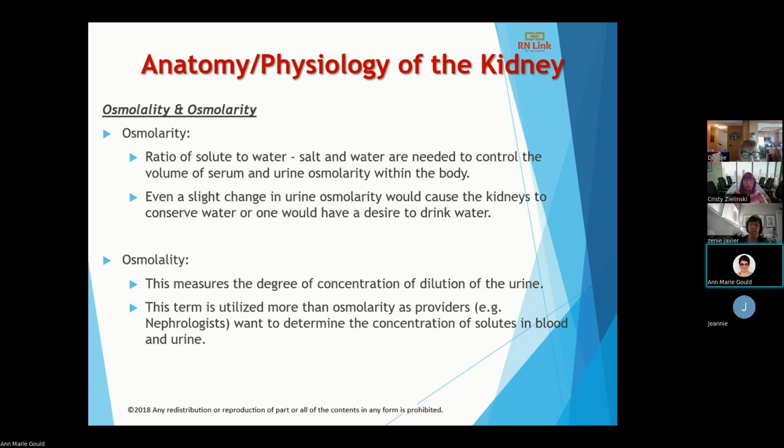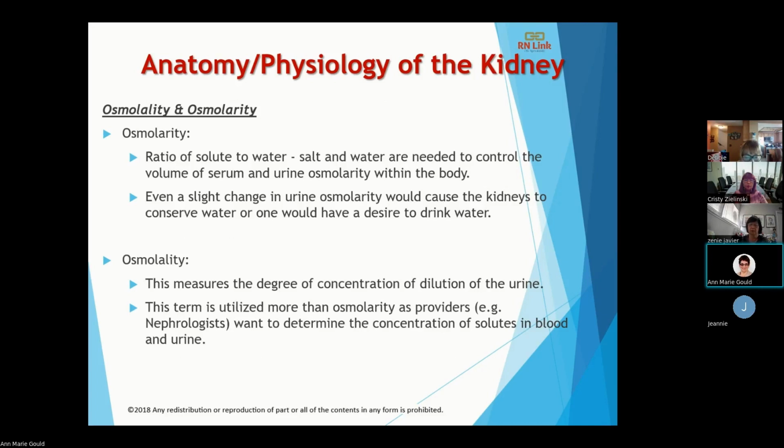Now your osmolality, this measures the degree of concentration or dilution of the urine. This is utilized more than osmolarity by providers because they want to determine how many solutes are in the blood and urine. What is the concentration of those solutes? So that's the reason why you may see osmolality listed as serum when doctors and nephrologists order it. They will write serum osmolality. They want a urine osmolality. So they're going to specify those labs.